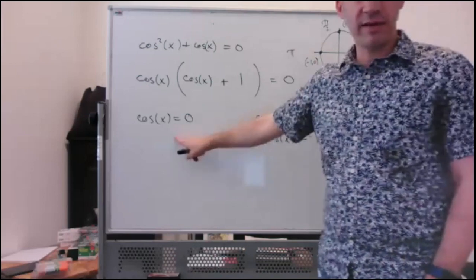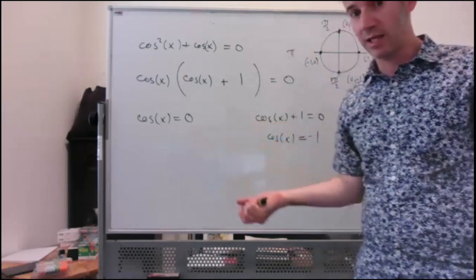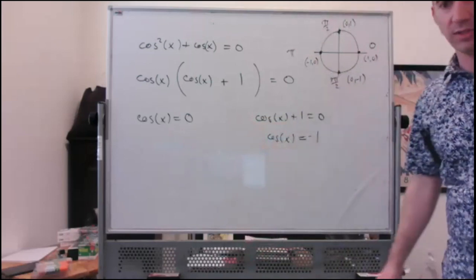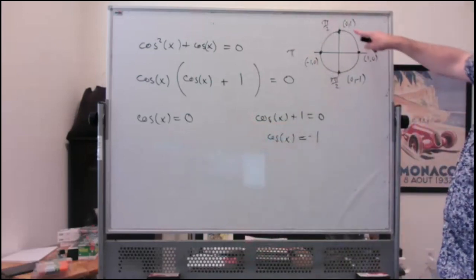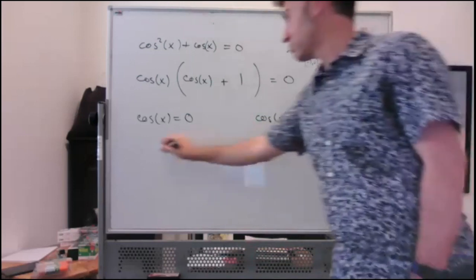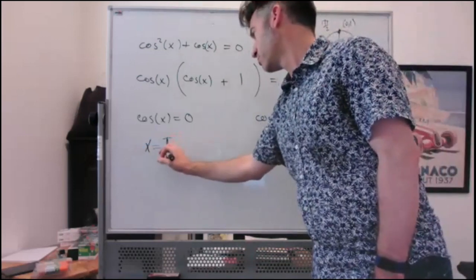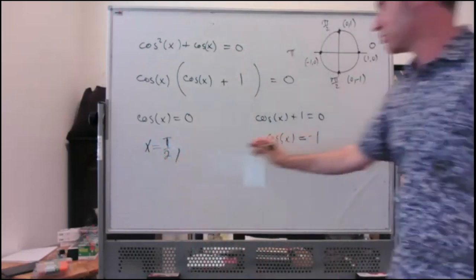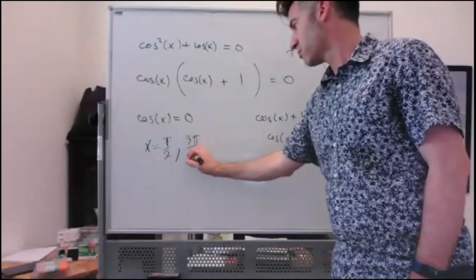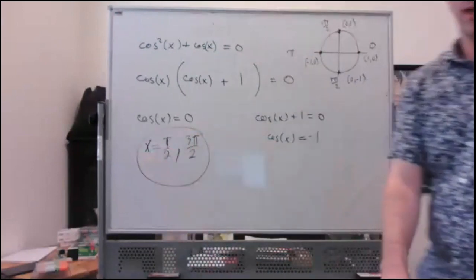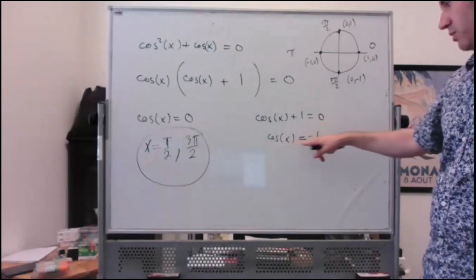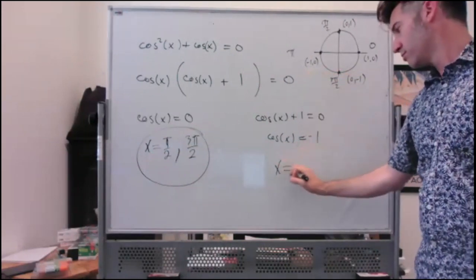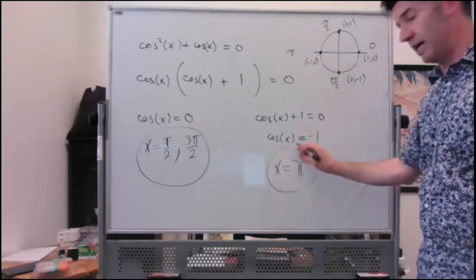So looking at cosine of x equal to 0, and again, cosine is the x coordinate or the first coordinate. What angles do we get where cosine is equal to 0? Well, I see one at the top of the circle. And I see one at the bottom of the circle. And then I also want the angles where cosine is equal to -1. And that's going to be over here on the left side of the circle. And those would be the answers to this equation.